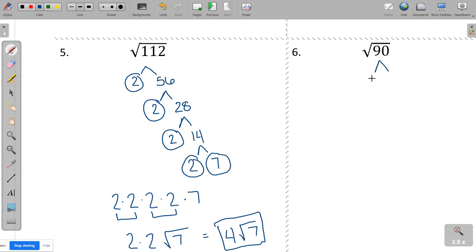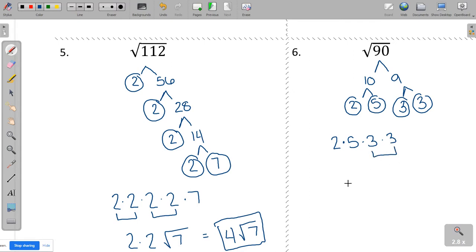Okay. Square root of 90. We can break this open. 10 goes into 90 9 times. 10 we can break open. 2 goes into 10 5 times. 2 is prime and 5 is prime. Now let's look at 9. 3 goes into 9 3 times. 3 is prime and 3 is also prime. So let's rewrite this: 2 times 5 times 3 times 3. Our buddies go on the outside, so 3. We have our solo numbers, so they go on the inside: 2 times 5, and 2 times 5 is 10. So our answer would be 3 square root of 10.